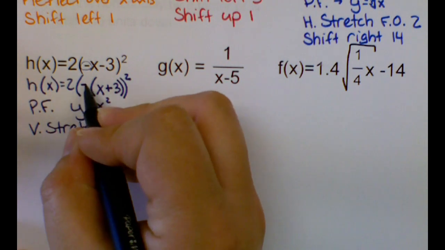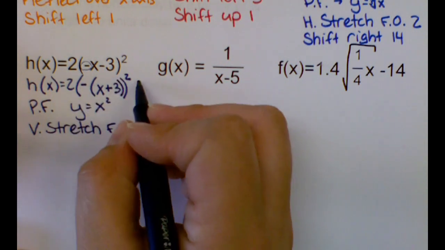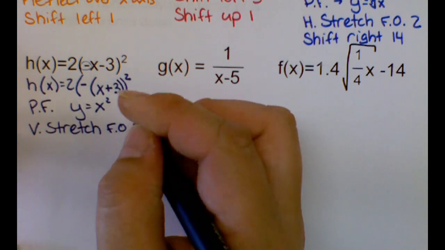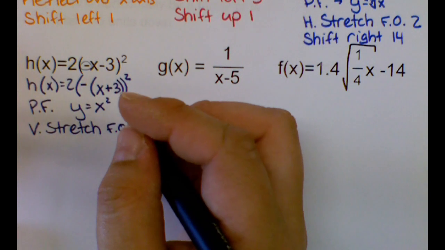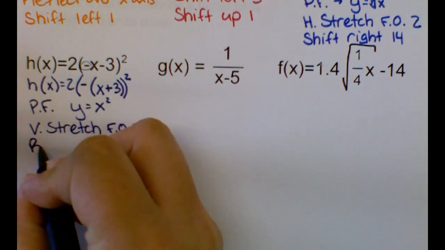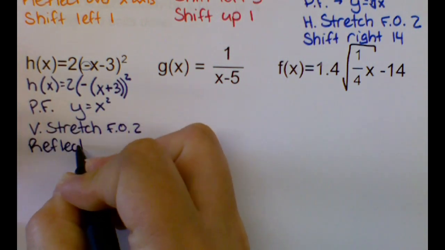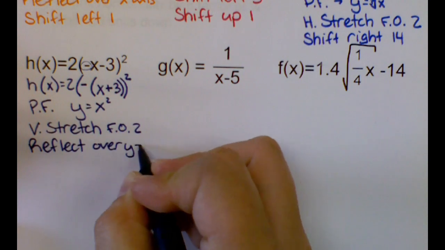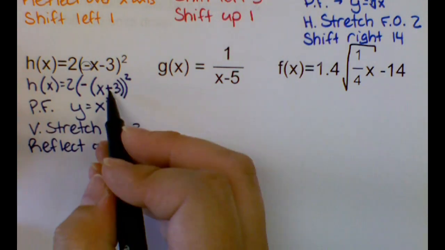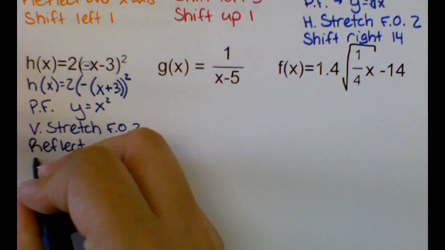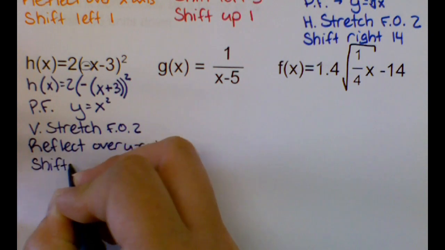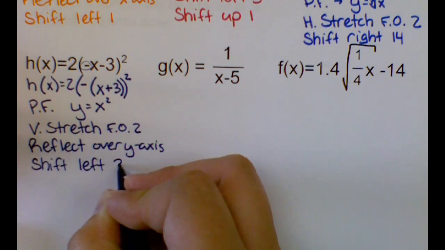Now I deal with this negative. It's inside the square, which means it is a y-axis reflection. Reflects over y-axis. And then I have my plus 3. That is a shift left of 3.